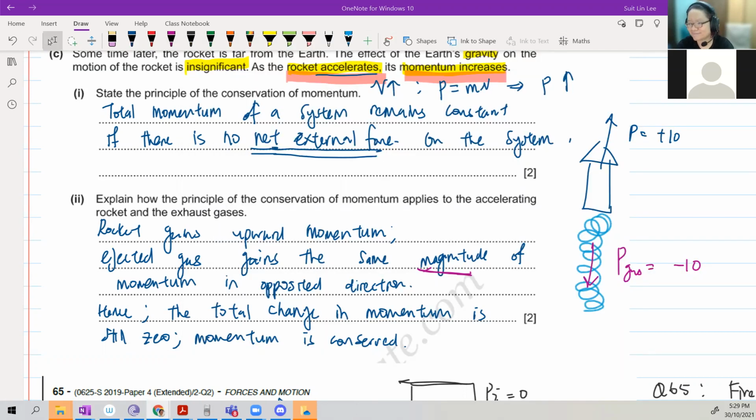But if I shoot out enough gas, I can overcome gravity as well. Okay. But that will be another question for another day.